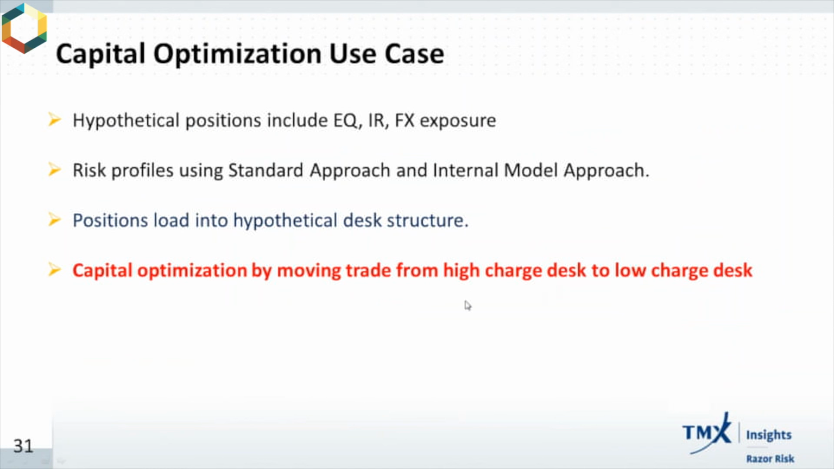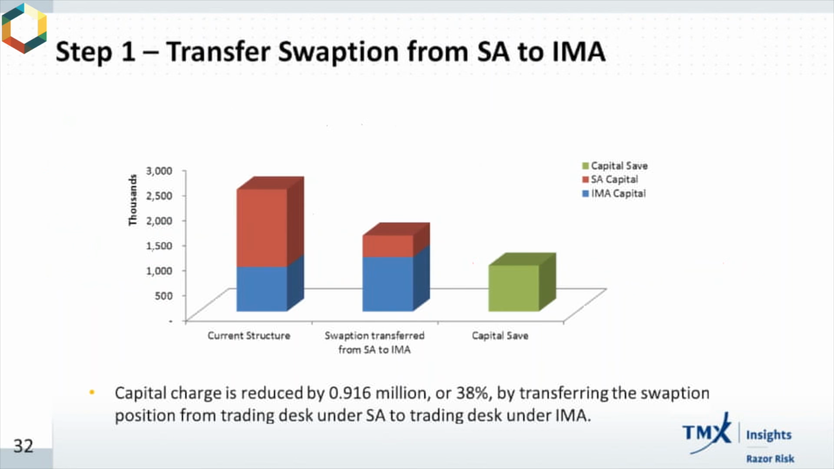Okay. Now let's do the capital optimization. Following our intuition, trade should be moved from the high risk charge desk to the low charge desk to reduce capital. So this is our first try. We will move the swaption from SA to IMA, since the swaption has a much higher charge in SA than in IMA, as we showed in the profile.